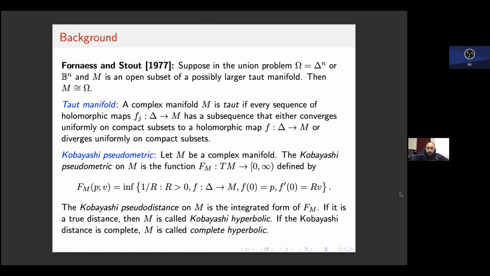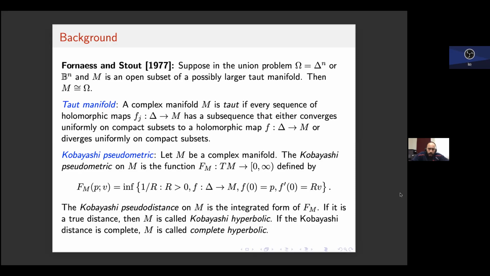The simplest case is when you take this fixed domain omega to be the unit polydisk or the unit ball. So this was studied by Fornaess and Stout. They showed that if we assume an extra condition on the limit manifold M, namely if it is a taut manifold, or more generally an open subset of a taut manifold, then M happens to be biholomorphic to omega. So this result immediately implies that we cannot exhaust the unit ball by the unit polydisk, or the unit polydisk by the unit ball, because they will be otherwise biholomorphic.